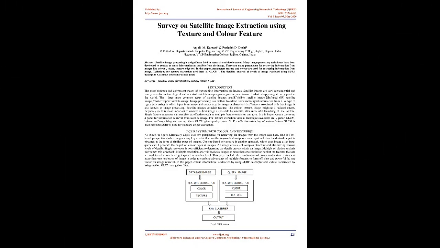Survey on satellite image extraction using texture and color feature. Abstract: Satellite image processing is a significant field in research and development. Many image processing techniques have been developed to extract as much information as possible from the image. There are many parameters for retrieving information from images, like color, shape, texture, edge, etc. In this paper, parameters texture and color are used for extracting information from the image.